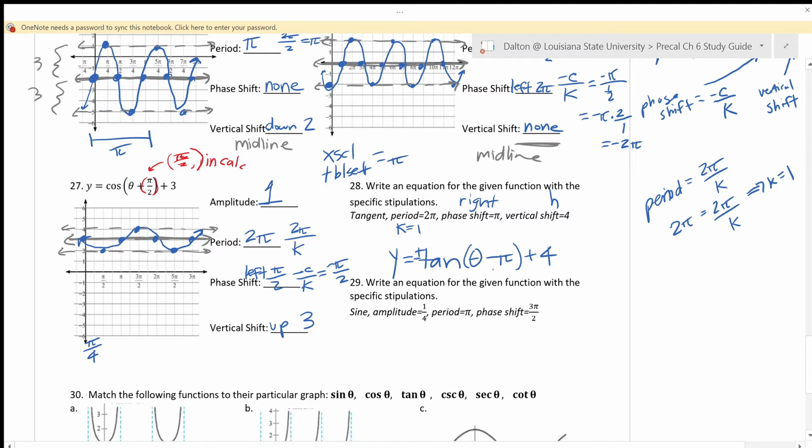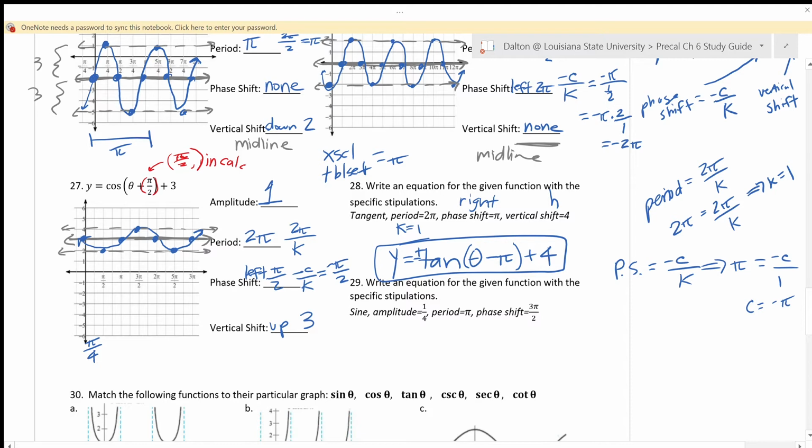If that phase shift confuses you, remember that phase shift, I'm going to write as PS, is negative c over k. And if it tells us that the phase shift is pi, then that means pi is equal to negative c. We already solved for k is equal to 1. And the only way for this to happen, again, if you cross multiply, is if c is also negative pi in order for that to be equal.